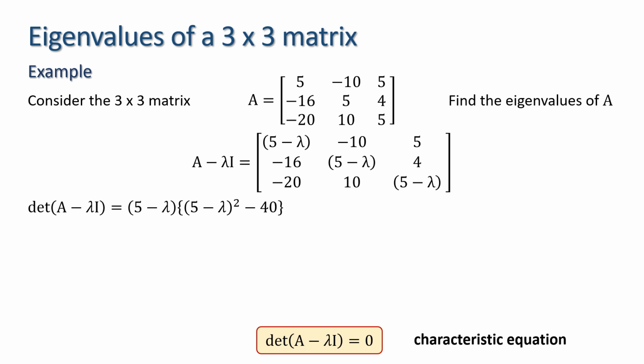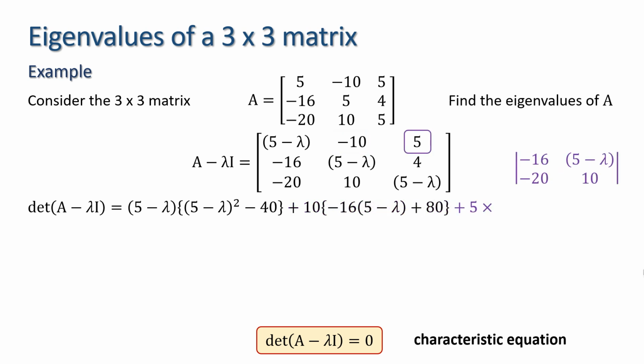Next, we move across to the minus 10, giving us plus 10 times this determinant, giving minus 16 times (5 minus lambda) plus 80. And finally, we have 5 times this determinant, giving minus 160 plus 20 times (5 minus lambda).